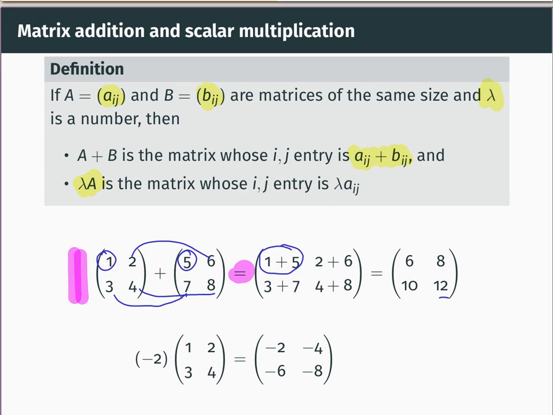And matrix scalar multiplication, like here, again, it simply works element by element. So to multiply the 2 by 2 matrix whose entries are 1, 2, 3, and 4 by the scalar, the number minus 2, you simply multiply each entry by minus 2. So you would get minus 2 times 1 is minus 2 here, minus 2 times minus 2 is minus 4 here, and so on.